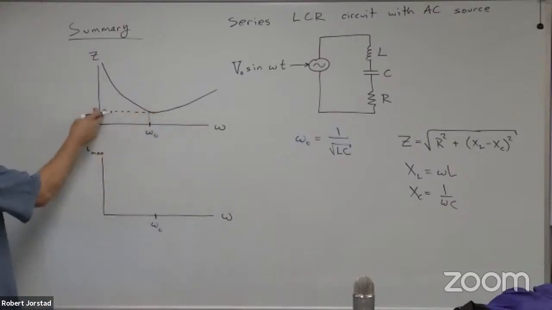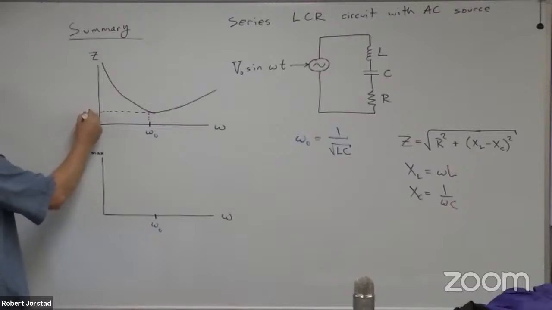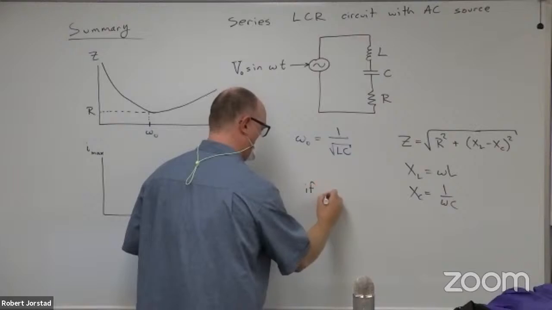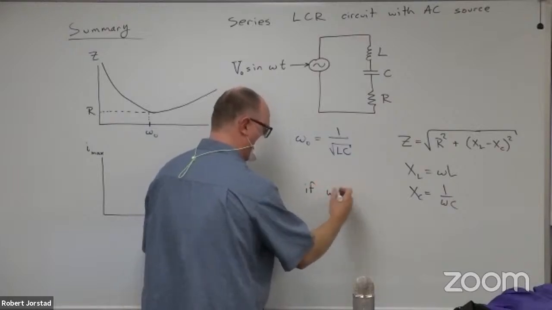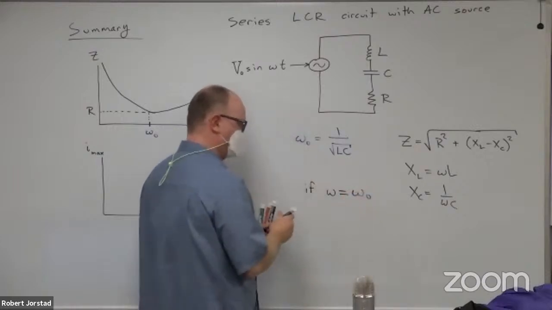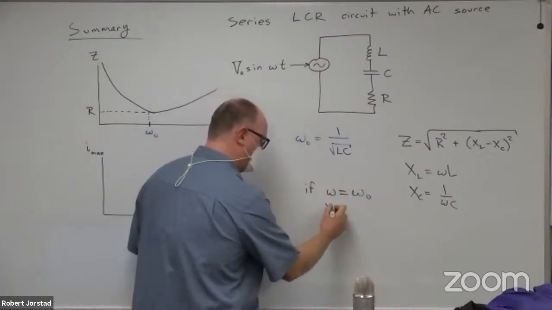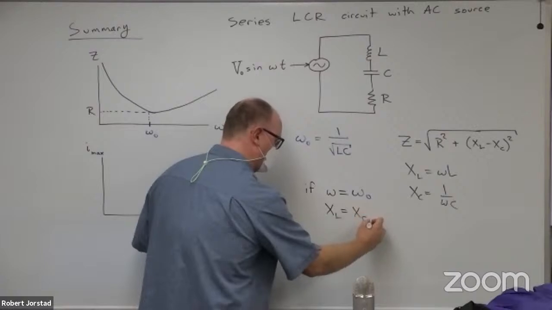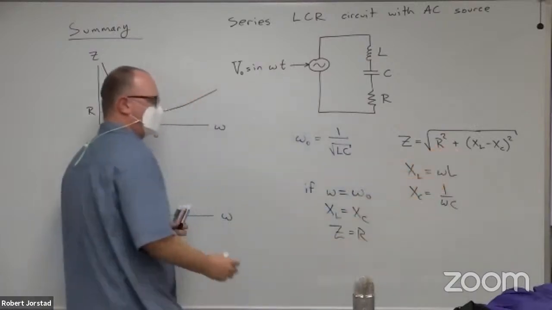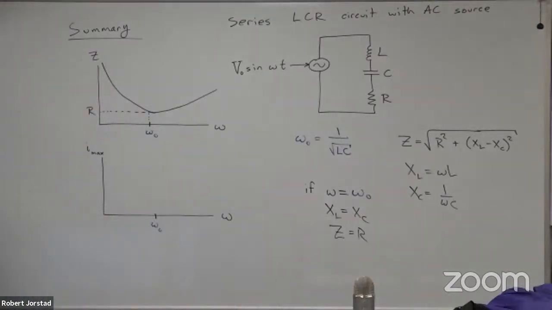What was the value of Z at that one special frequency? R. Because if omega equals omega naught, the special frequency, we know XL equals XC and Z equals R from this equation right here. That's what we were just saying.